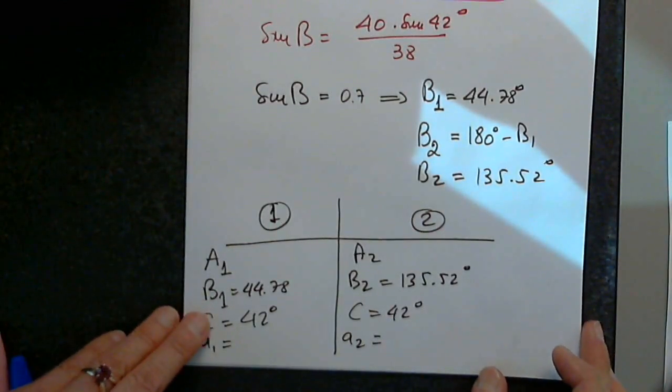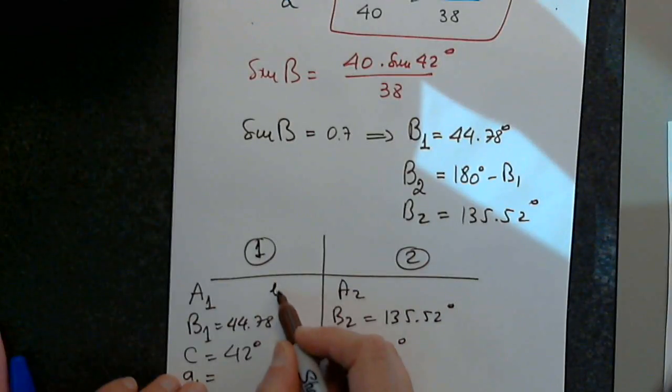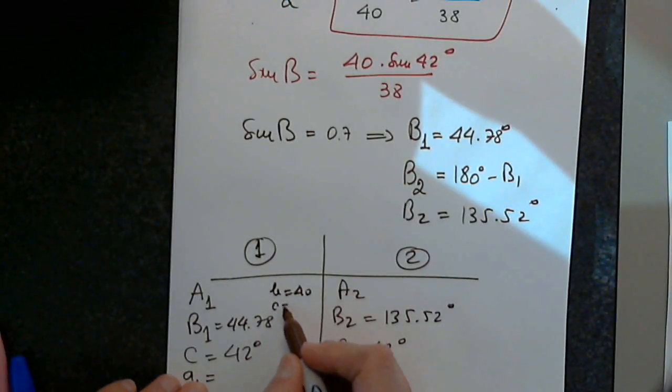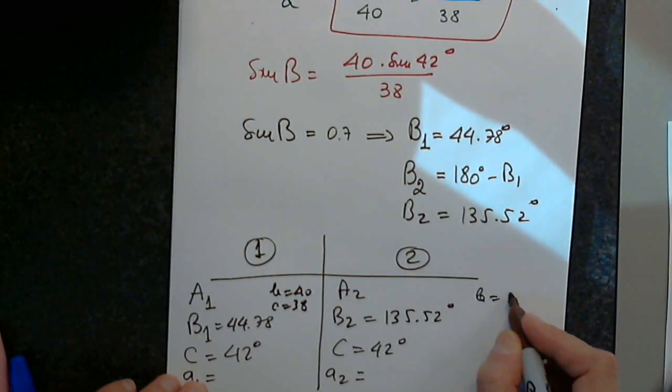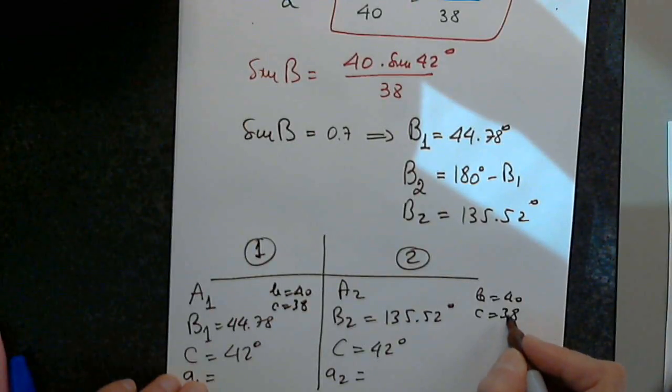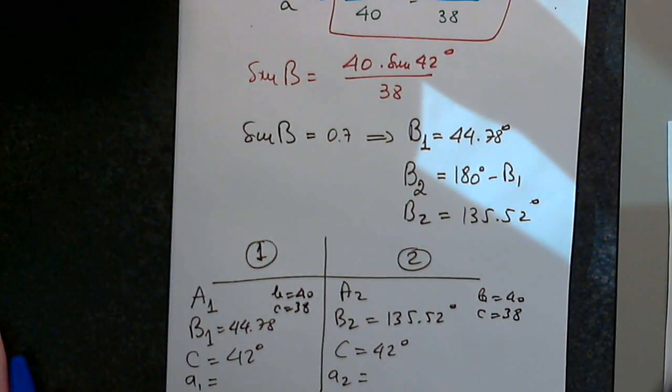And b and c are the same. So b equals 40 and c equals 38. So I have to determine A1 and A2. How will I determine A1?